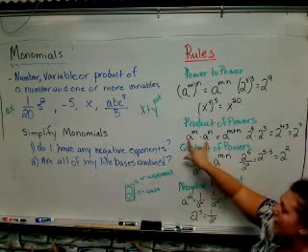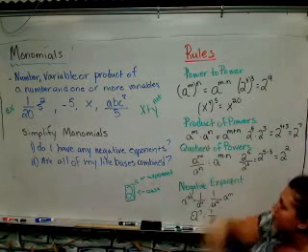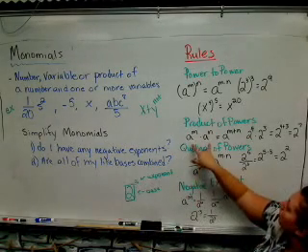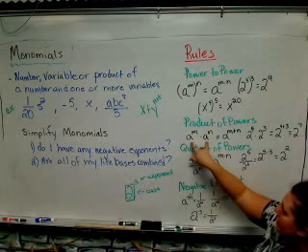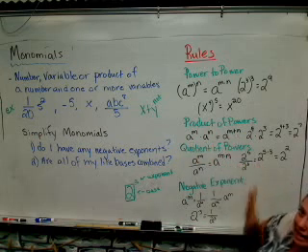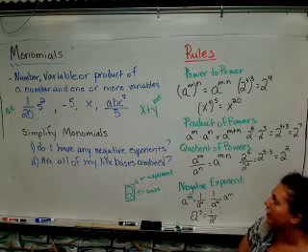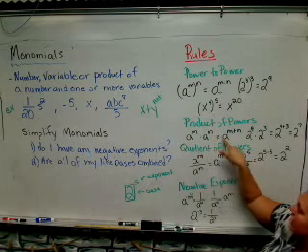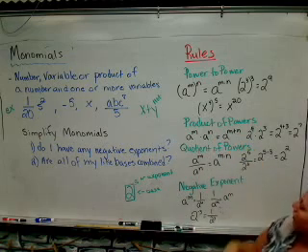Okay, notice I don't have an A and a B here. It's 2 A's. They have to have the same base. So when you're multiplying 2 powers that have the same base, all you simply do is add their exponents. Okay? So a raised to the m times a raised to the n is a raised to the m plus n, okay?